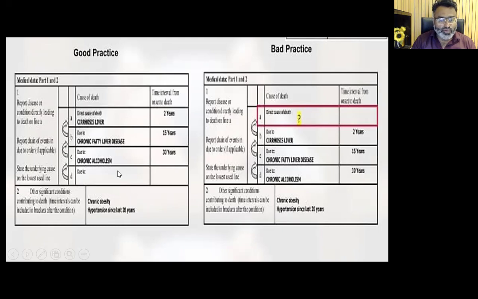Here they have written chronic obesity and hypertension since the last 20 years. So this might have contributed to fatty liver disease, but was not directly related. So this is how it should be. Do not leave 1A vacant.